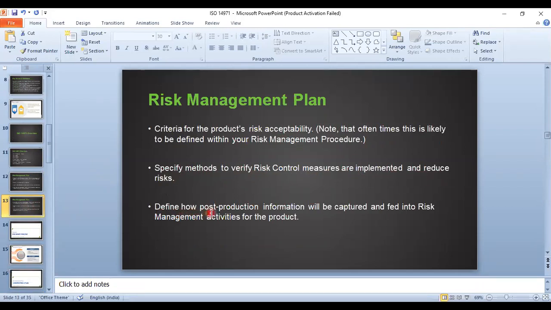Define how post-production information will be captured and fed into the risk management activities for the product, and everything you have to mention in the risk management plan. Once again, see the criteria for the product's risk acceptability.